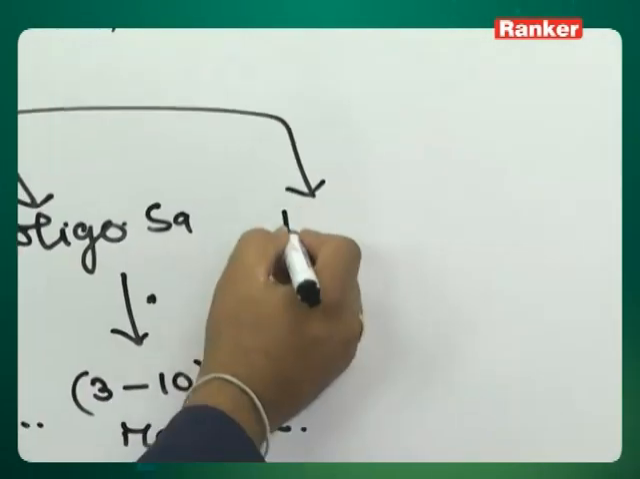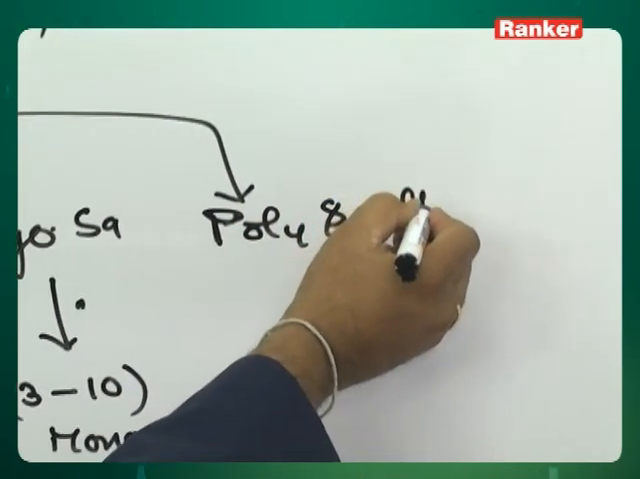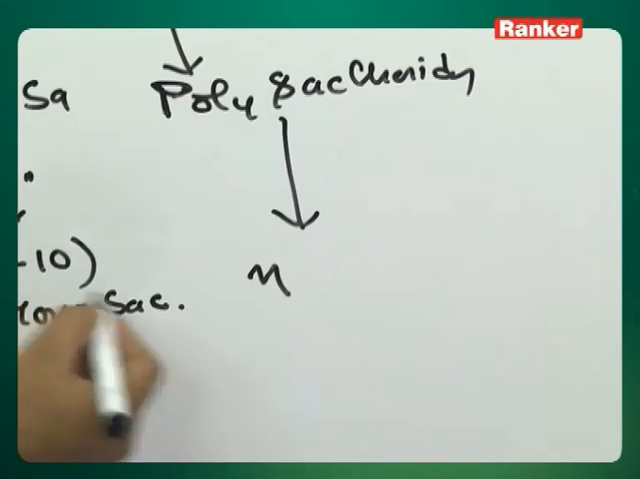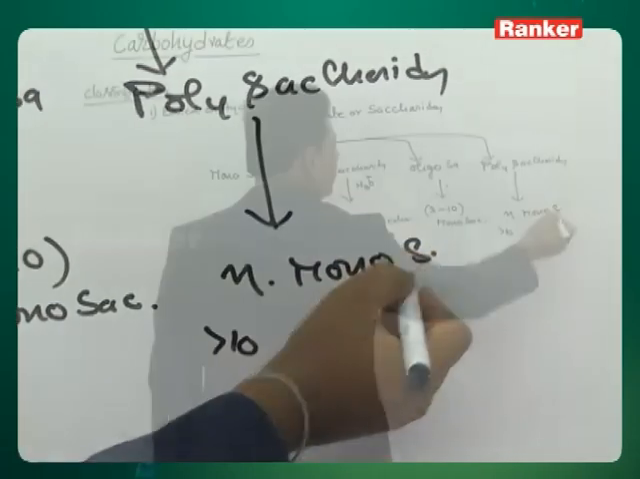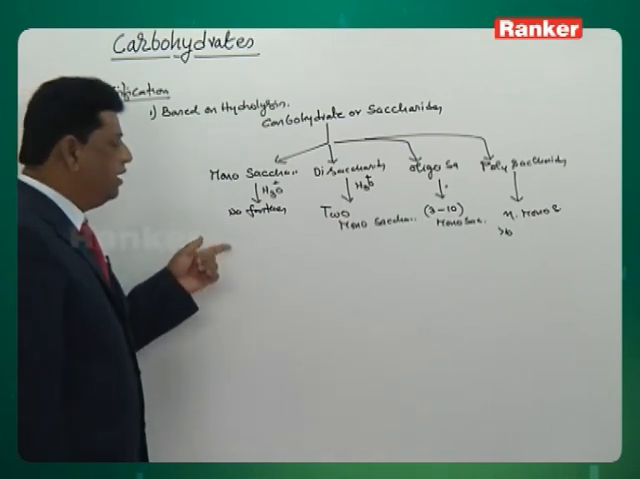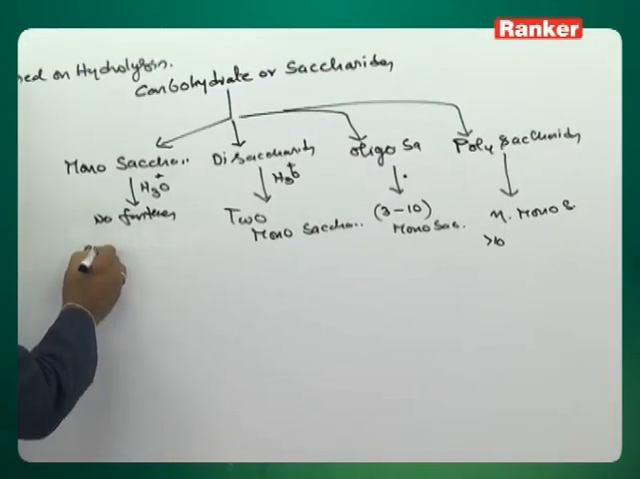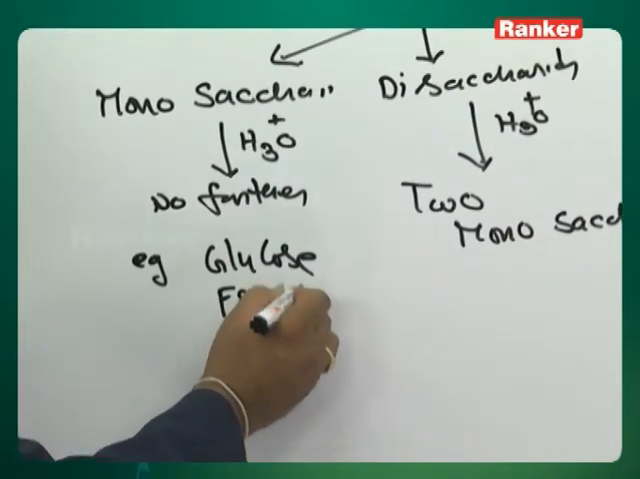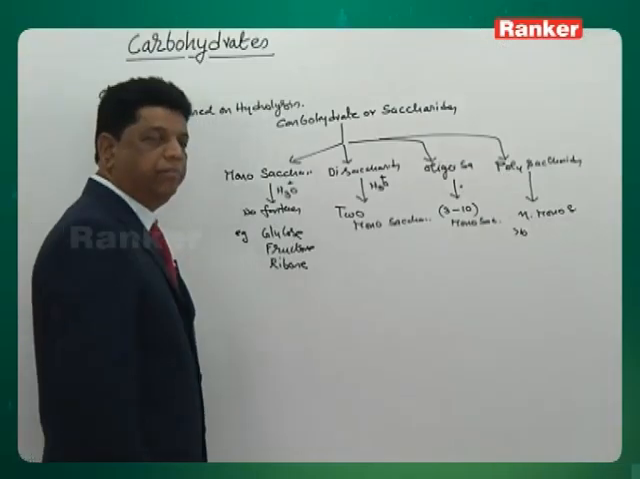On hydrolysis, if you get many, that is called polysaccharides. Polysaccharides means a huge number, at least more than 10 monosaccharides coming. Such a saccharide is called a polysaccharide. So, monosaccharide means no further hydrolysis. For example, under this class we have glucose, fructose, ribose and so on. These are the main examples.